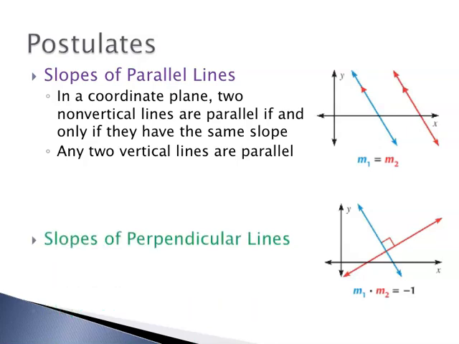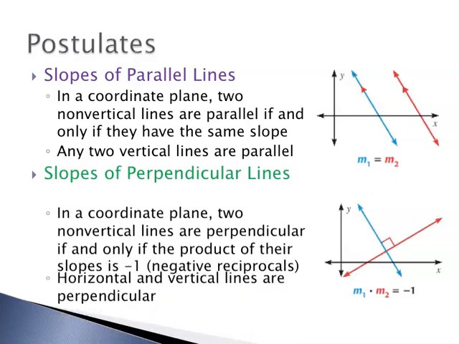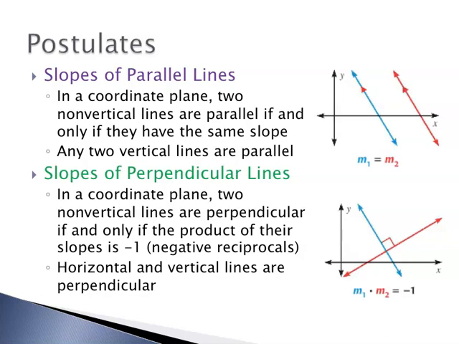Okay, next we have slopes of perpendicular lines. Now, in a coordinate plane, 2 non-vertical lines are perpendicular if and only if the product of their slopes is negative 1. In other words, you have negative reciprocals or opposite reciprocals. Now, horizontal and vertical lines will be perpendicular to each other. Now, this is the one case where you won't be able to get that product because you would be multiplying 0 by an undefined term. So just know that if you have one line that is a slope of 0 and another line that has an undefined slope, they are going to be perpendicular to one another.